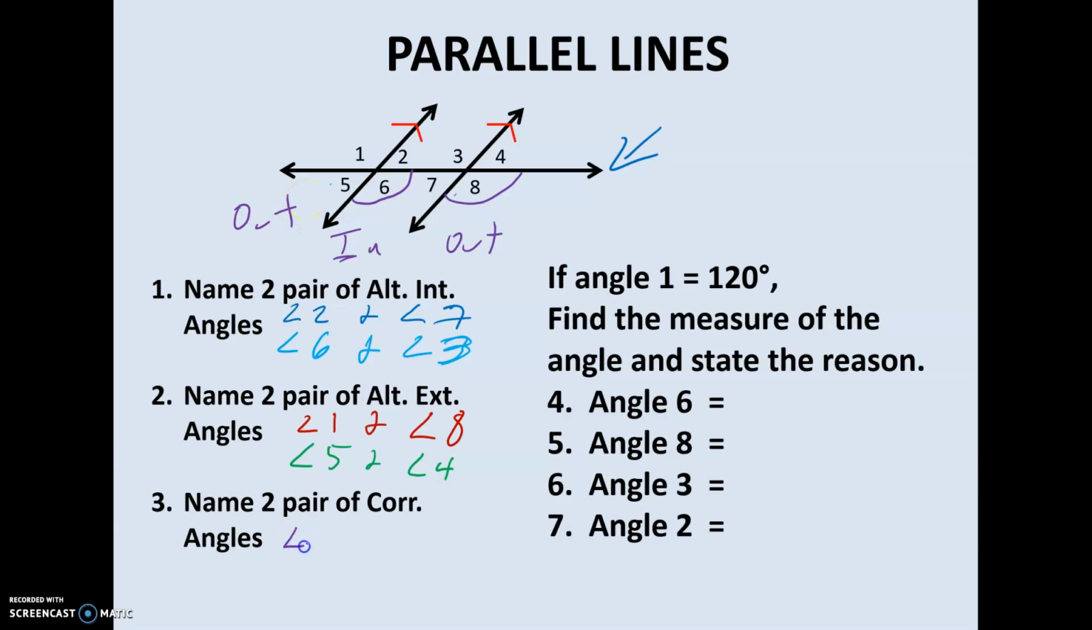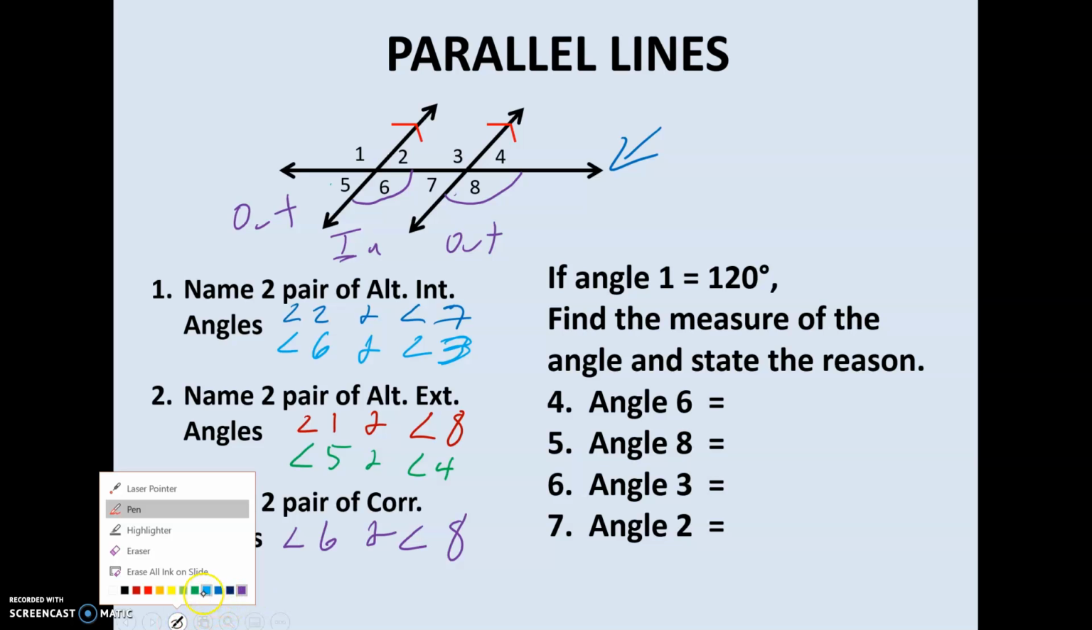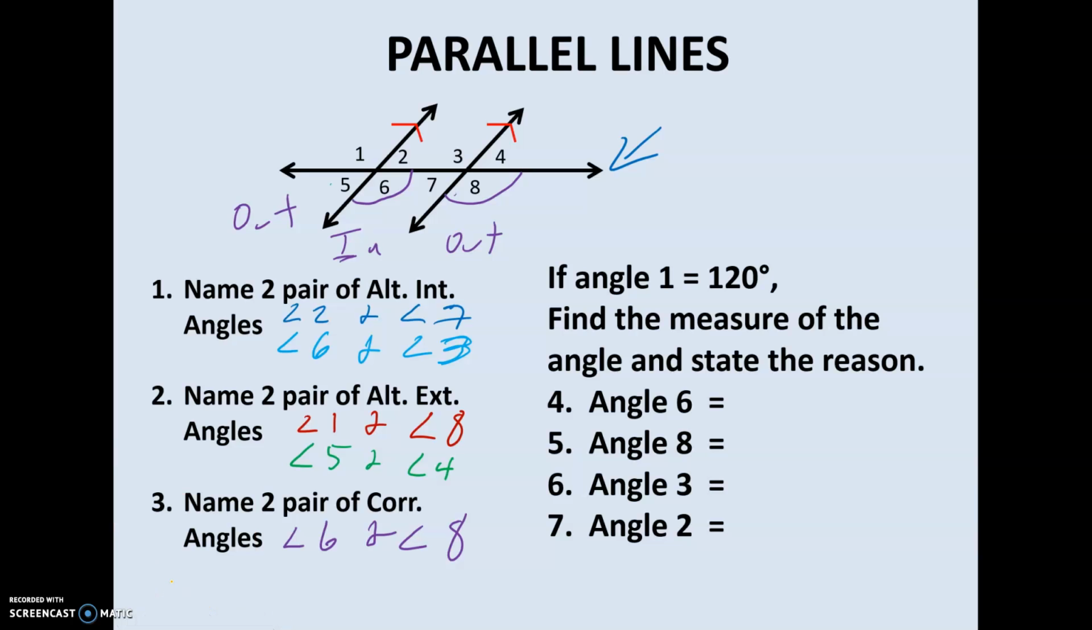So angle 6 and angle 8. We need one more set of corresponding angles. So how about, again, one on the inside, one on the outside. So angle 5 and angle 7. Angle 5 and angle 7 would be a pair of corresponding angles. One on the inside and one on the outside.